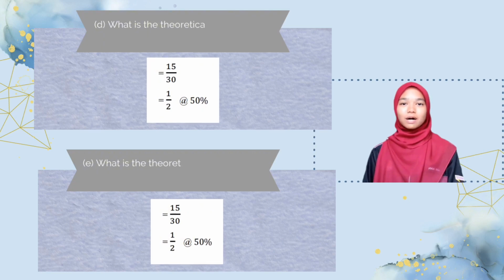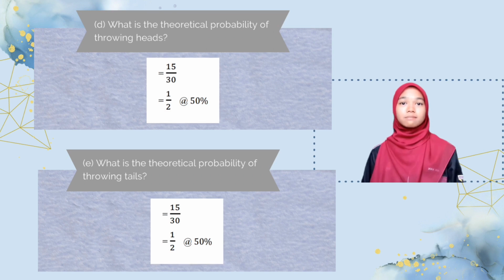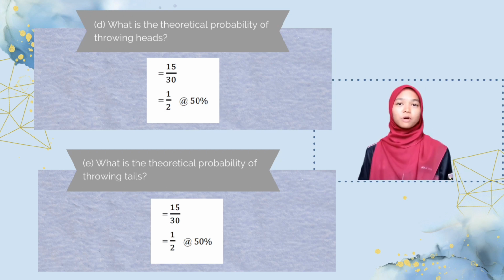Question D asks us to find the theoretical probability of getting heads. Theoretical probability can be found by the number of favorable outcomes divided by the number of possible outcomes. Here we have the number of favorable outcomes as 1 and the number of possible outcomes as 2. So the answer for this question is 1 over 2. What is the theoretical probability of throwing tails? Like the previous slide, we have 1 for the number of favorable outcomes and 2 for the number of possible outcomes. So the result for the theoretical probability of throwing tails is 1 over 2.